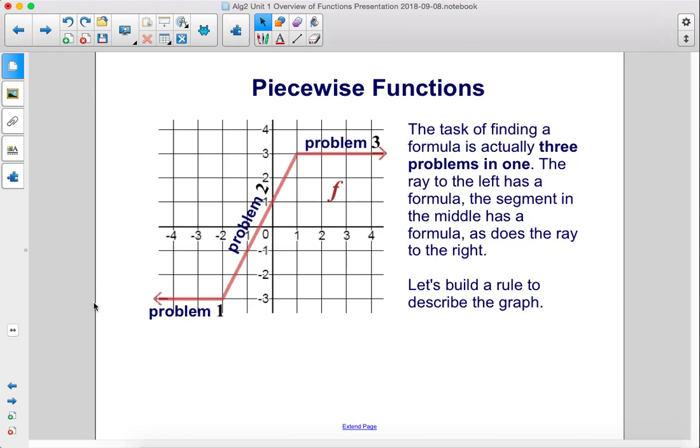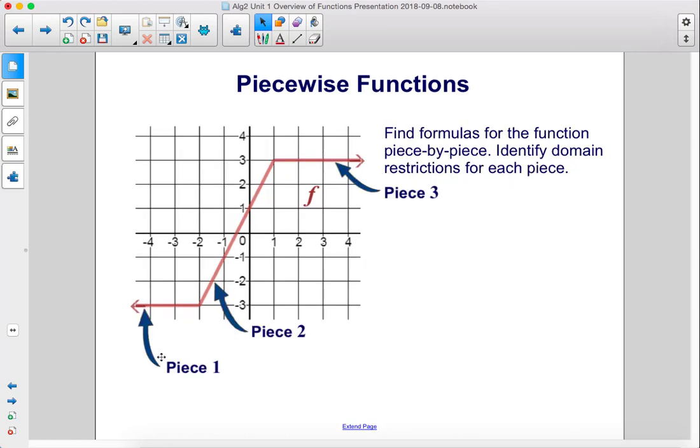The ray to the left has a formula, the segment in the middle has a formula, as does the ray to the right. Let's build a rule to describe the graph. Find formulas for the function piece by piece. Identify domain restrictions for each piece.